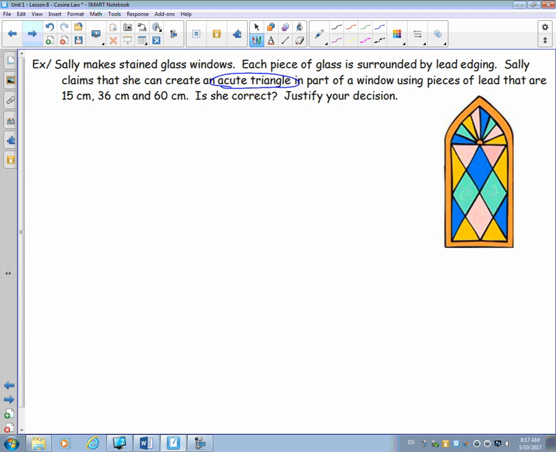So, an acute triangle, what does that mean to us? That means all the angles have to be less than 90. Okay, so if I were to draw a triangle, those are all less than 90, obviously. She's saying she can create one that's 15, 36, and 60. And obviously, this is not to scale. I want to know if she's correct or not.